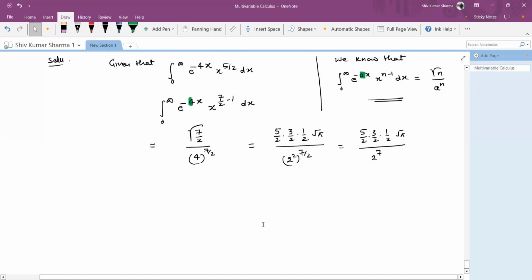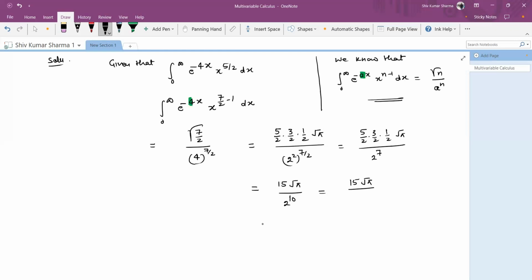Now 5 times 3 is 15. So 15 into root pi upon 2 raised to the power 7 here and 2 into 2 into 2, which is 2 raised to the power 3, here. So this can be written as 2 raised to the power 10. So this equals 15 into root pi upon 2 raised to the power 10. 2 raised to the power 10 is 2, 4, 8, 16, 32, 64, 128, 256, 512 and 1024. So 1024. So this is our answer.